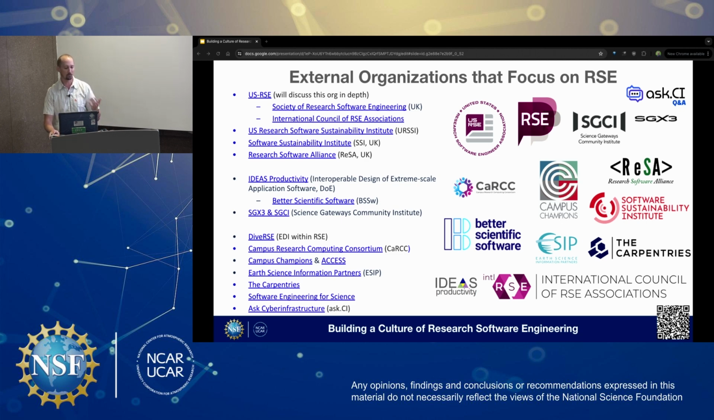There are also other institutions that have engaged in this work before US RSC existed as a concept or even term. That includes the Software Sustainability Institute in the UK, which then led to the US Software Sustainability Institute of the same, as well as the Research Software Alliance, ReSA. That is also in the UK.